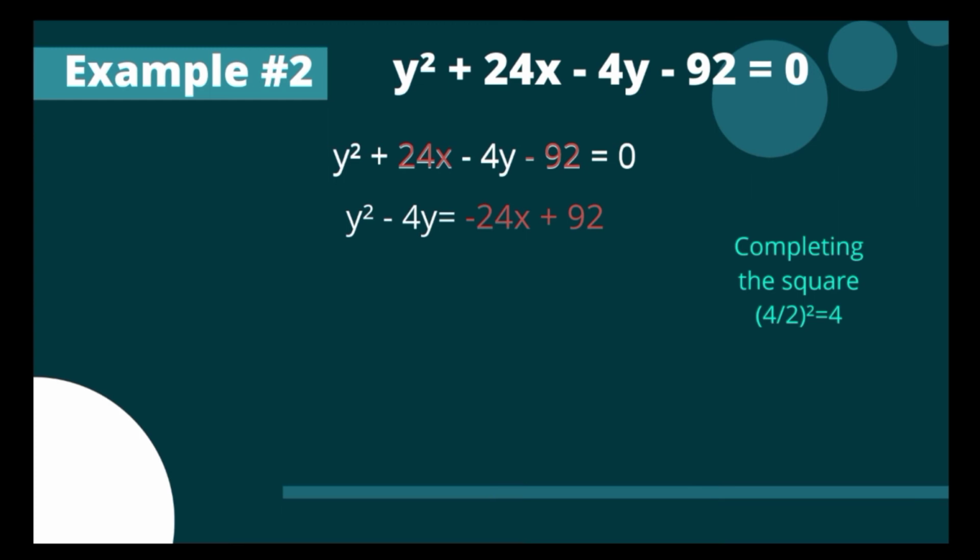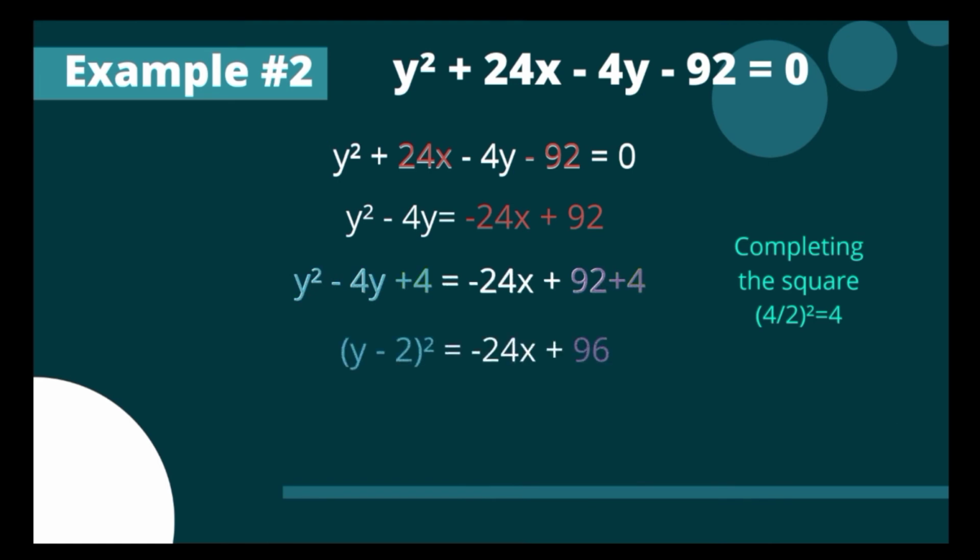And by squaring it, 2 squared is equal to 4. And the value of 4 will be added to both sides of the equation. So we get y squared minus 4y plus 4 is equal to negative 24x plus 92 plus 4. And then, by simplifying the equation, y squared minus 4y plus 4 is a perfect square. So we get (y minus 2) quantity squared is equal to negative 24x, as still the same, plus 96, which is 92 plus 4.